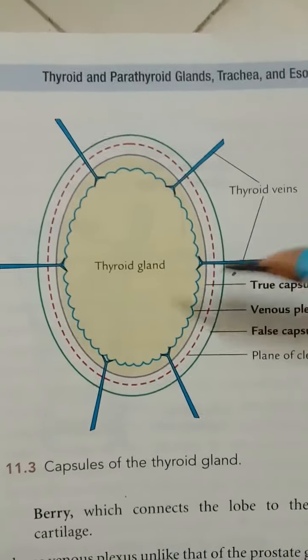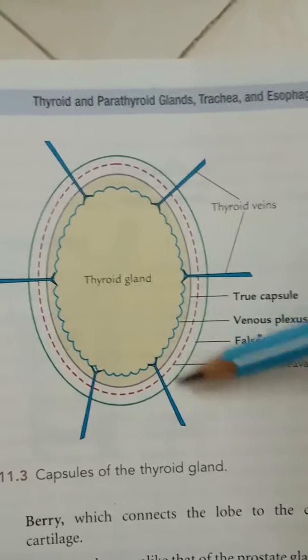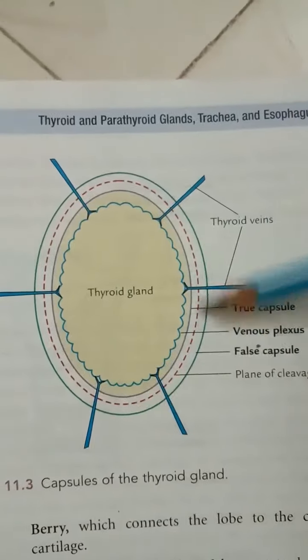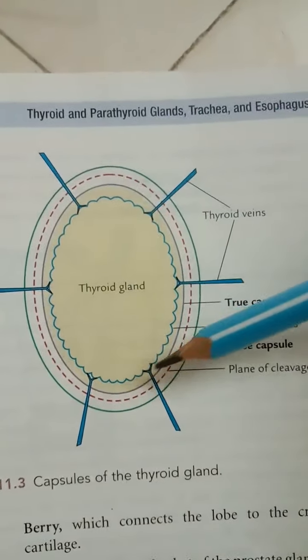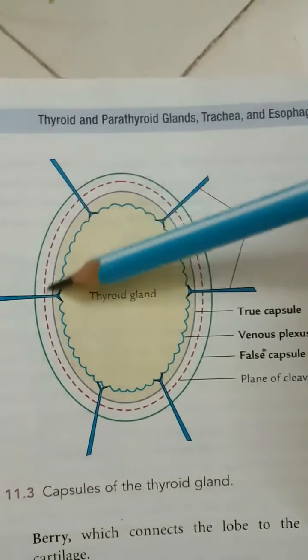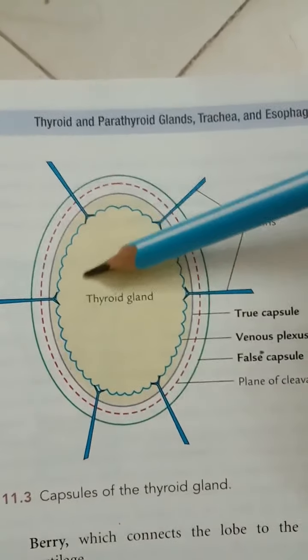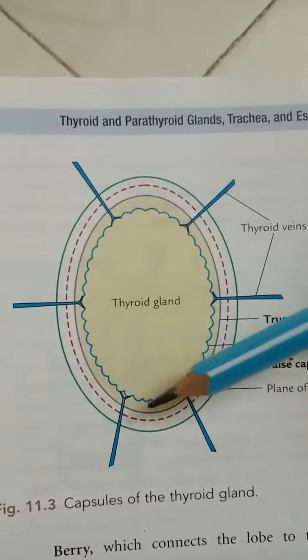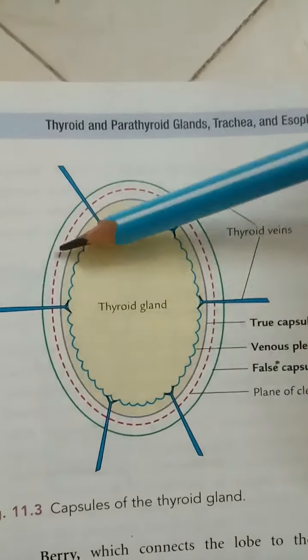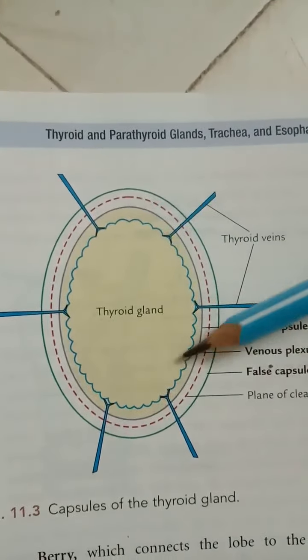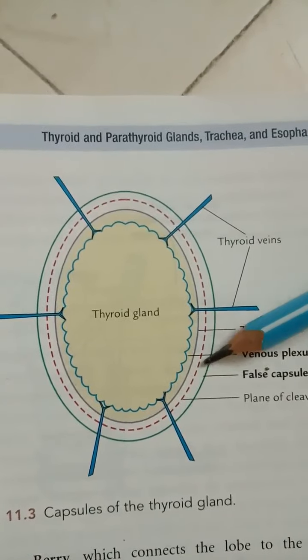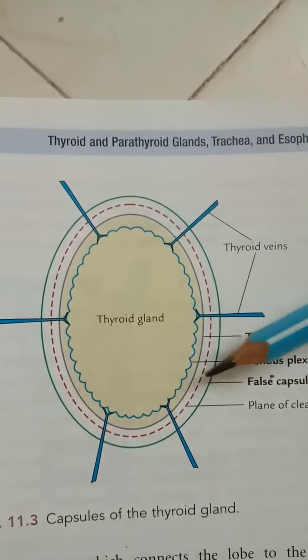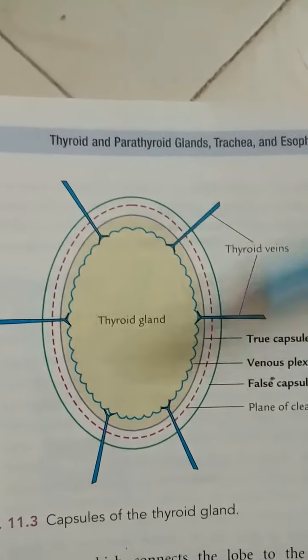Then the dense venous plexus, here you can see these are the veins. These venous plexuses are similar to those of the prostate gland. They lie deep to the true capsule, and therefore, to avoid hemorrhage during thyroidectomy, the thyroid gland should be removed along with the true capsule. So during thyroidectomy, the true capsule cannot be stripped out.